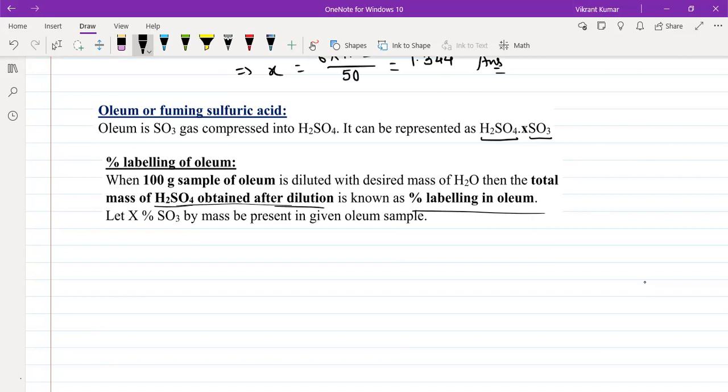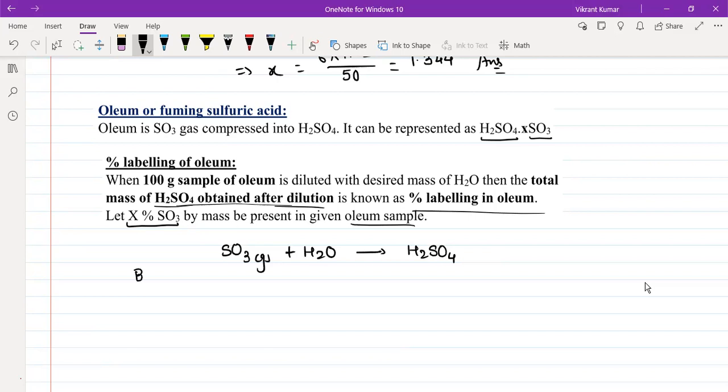Now, when you're mixing it, does the SO3 gas escape? No, it will not escape. It will react with water to form H2SO4. See, what the reaction is: I'm having SO3 gas, and if I add water to it, it will produce H2SO4. Now, I've given you, let X percent SO3 by mass was present in oleum. That means X gram was SO3, then 100 minus X gram was already H2SO4 present there. Is it okay?